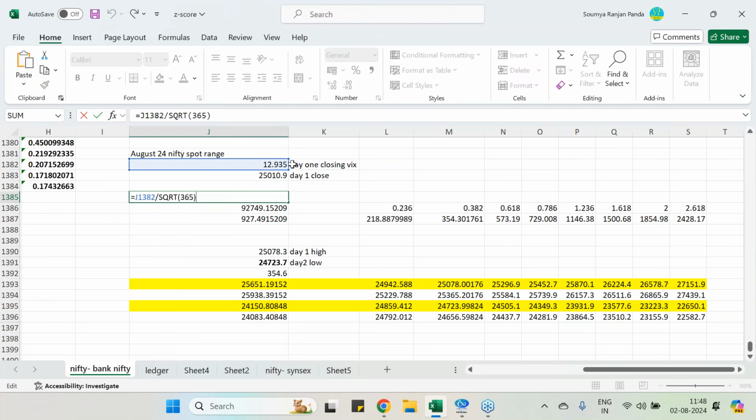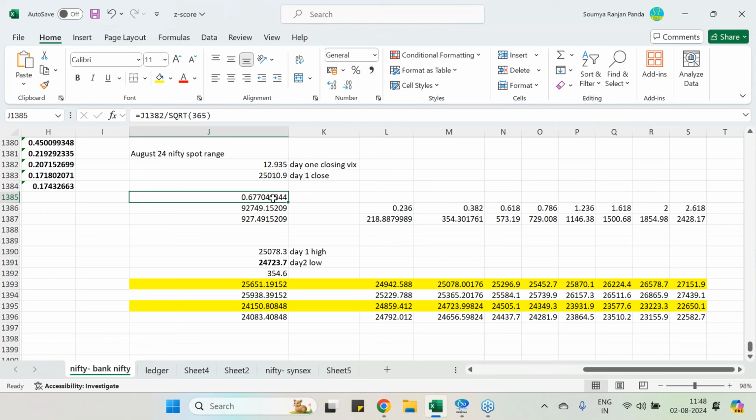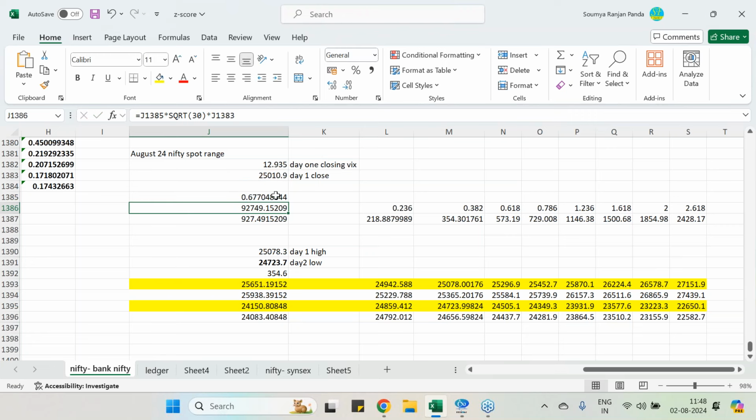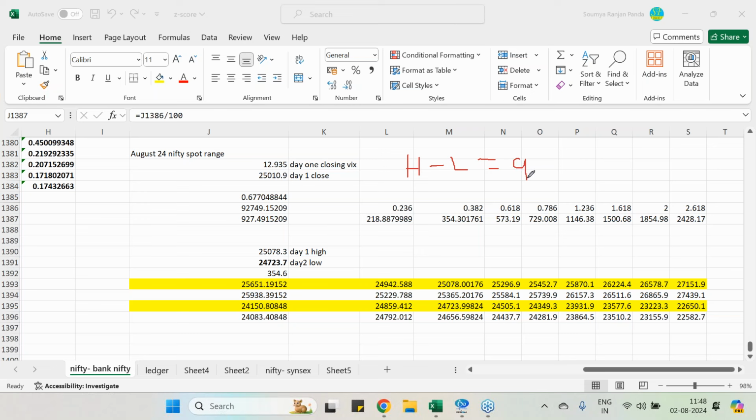How did I do it? This 12.93 divided by the square root of 365 reduces the annual VIX to a daily VIX. Then this daily VIX, if I multiply with the square root of 30 and multiply with the closing price, I will get 92749. This is in percentage terms. If I divide it by 100, it gives me the expected price move for the month of August, which will be 927 points. That is nothing but whatever high it will create and whatever low it will create, the difference will be 927 points. This is as per the VIX we have calculated.